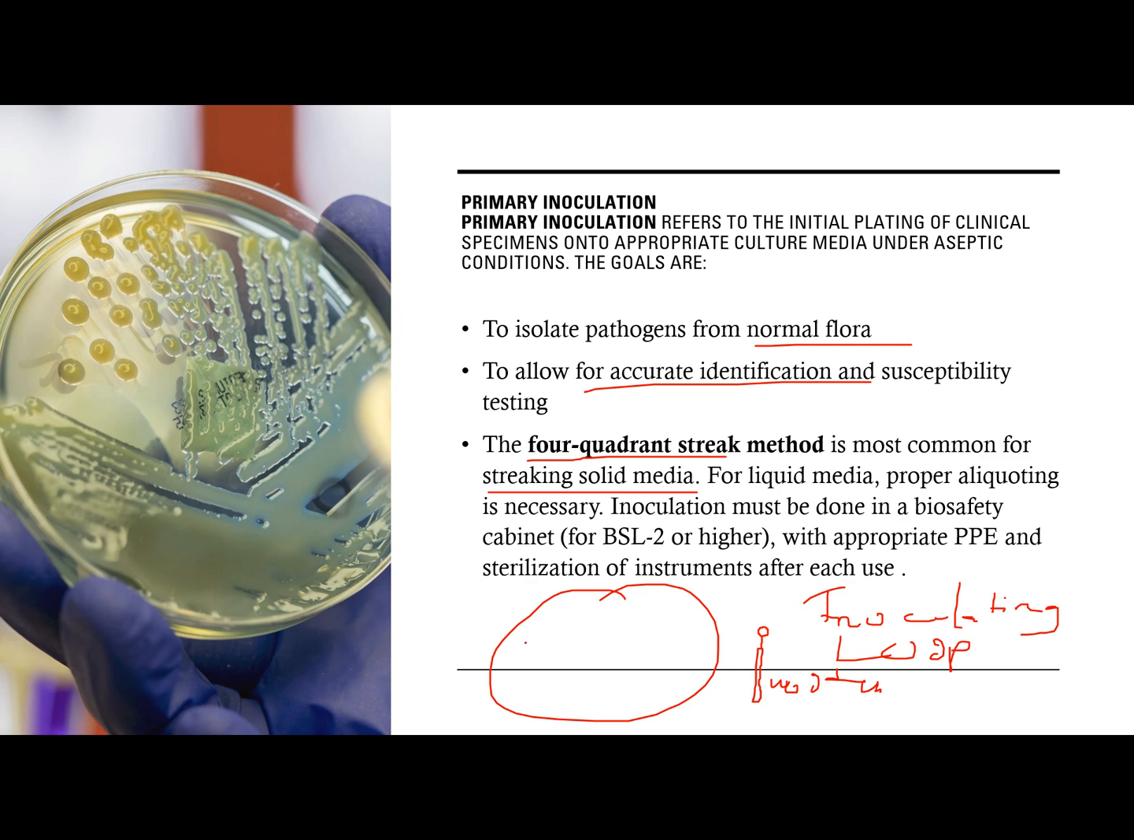So using the inoculating loop class, magi-streak ka. When you streak your sample, not too hard, so that's one quadrant. Then you stop. Then you continue to the second quadrant. You stop. Go to the third quadrant. You stop, and then go to the last quadrant. So that's the four quadrant streak. It's the most commonly done. For liquid media, however, proper aliquoting is necessary. Inoculation must be done in a biosafety cabinet with appropriate PPE and sterilization of instruments after each usage.